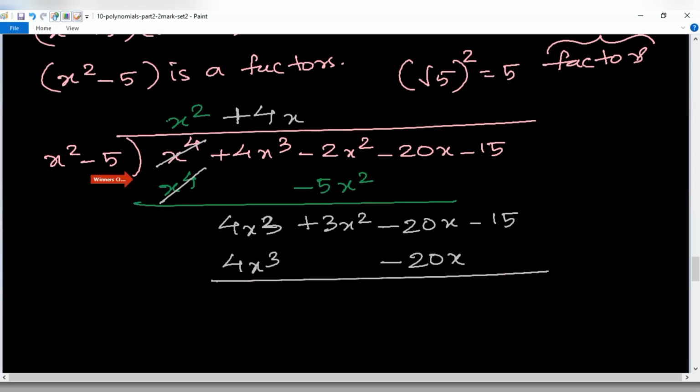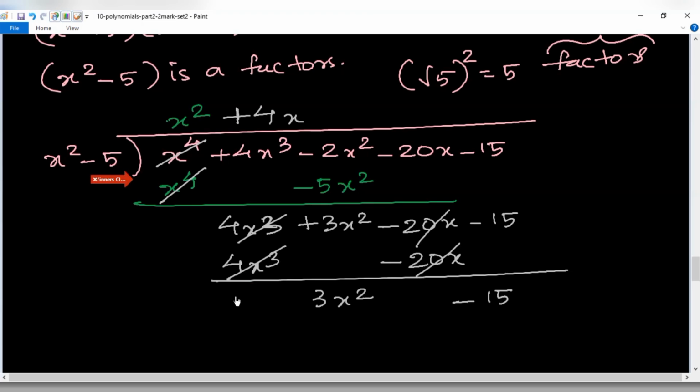See, like terms together. Now 4x cube got cancelled. 3x square doesn't have any like term. 20x also, the subtraction got cancelled. Now we have 3x square minus 15. 3x square is the first term here, and here it is x square.